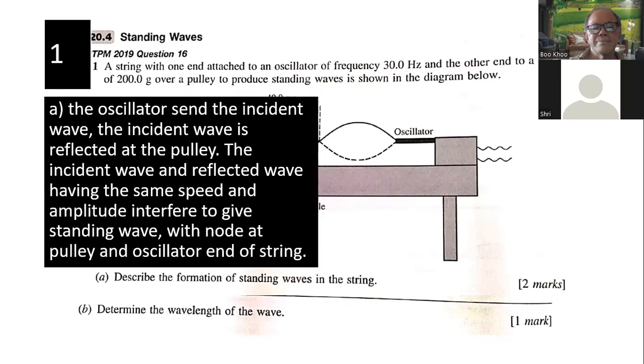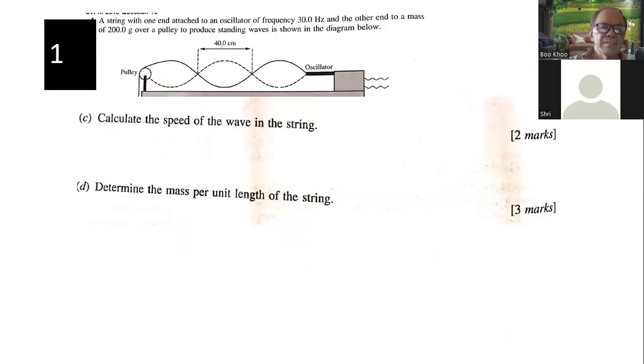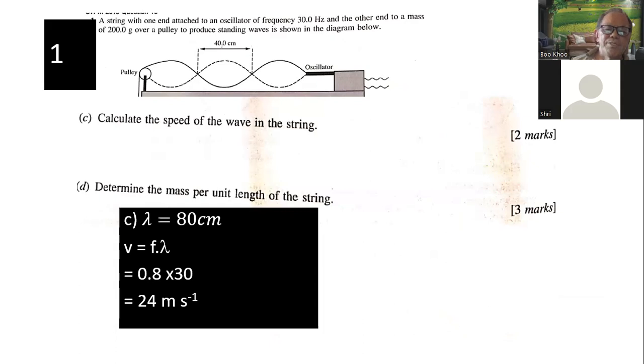Okay. So do they want it in meters or centimeters? Doesn't matter. Cannot mark you wrong. You can put cm, you can put meter. It's up to your choice. Okay. Calculate the speed. So speed, you need the wavelength. V equals f lambda. 30 times 80. In this case, I just put meters. Then determine the mass per unit length of the string. Mass per unit length of the string.